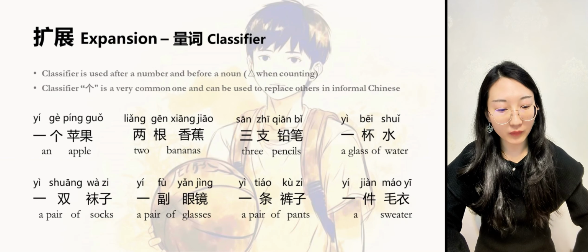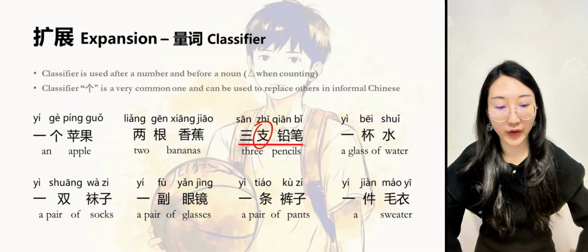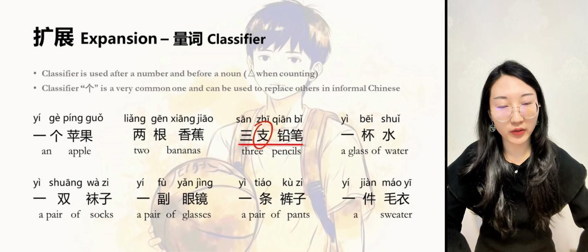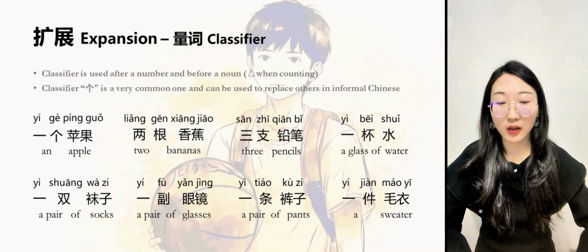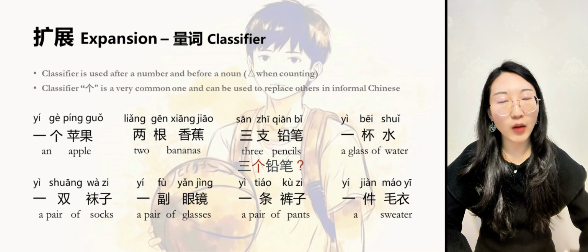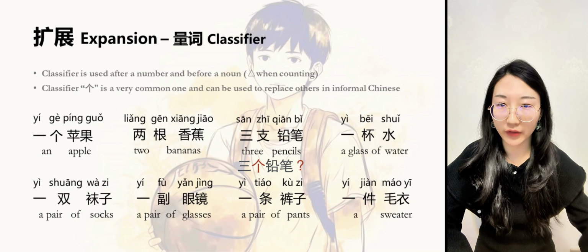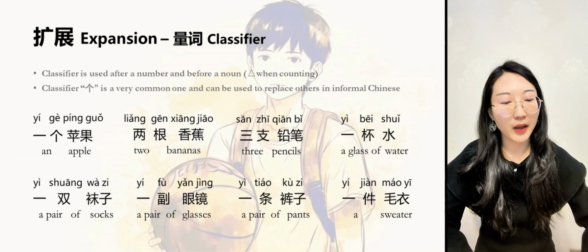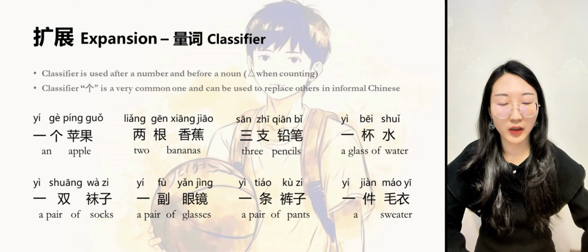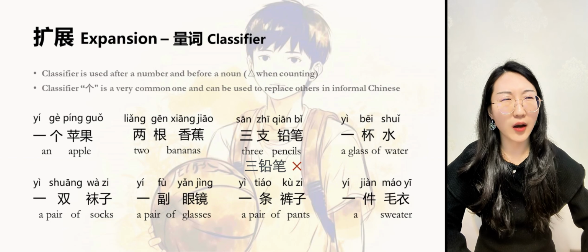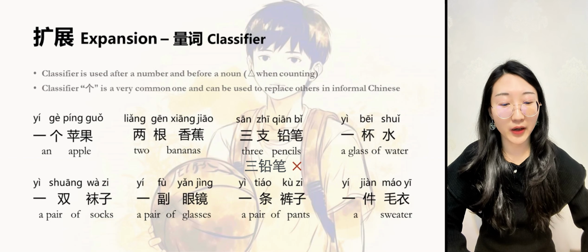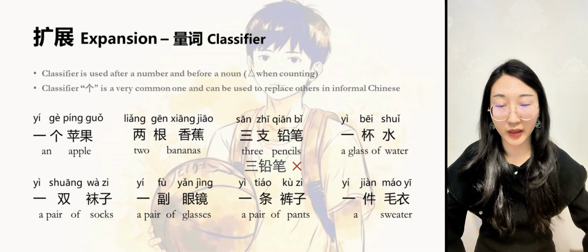So for example, 三支铅笔, the proper classifier for 铅笔, pencil, would be 支. 三支铅笔, 3 pencils. But if you tell me 三个铅笔, I will know that you are trying to use a classifier to describe that maybe there are 3 pencils, maybe you want to borrow 3 pencils from me. I will know that you are trying to say 3 pencils. But if you tell me 三铅笔 without a classifier, I may have a difficult time understanding what you're saying. So in this case, it's better to use the wrong one instead of nothing.